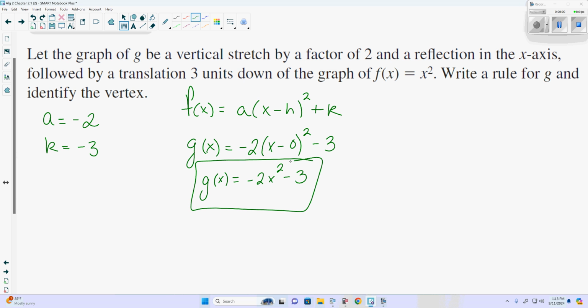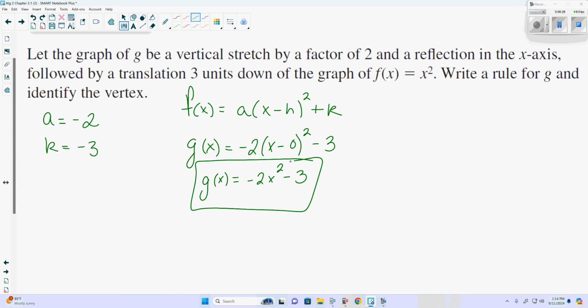And gave us our answer. And yes, this works well. It does give us the answer if we apply the vertical stretch/shrink first, reflection second, and up, down last. If we apply it in that order. If we switch the order up, this does not work. This only works if we do it in this particular order, in this particular way.